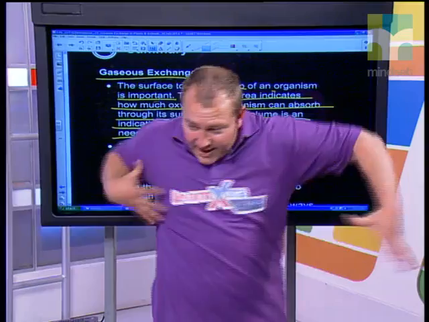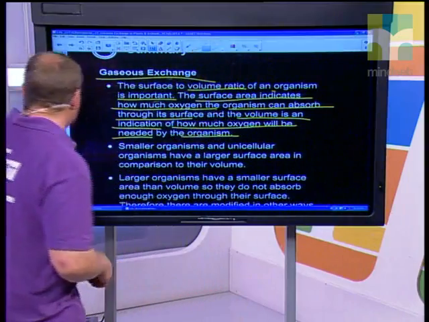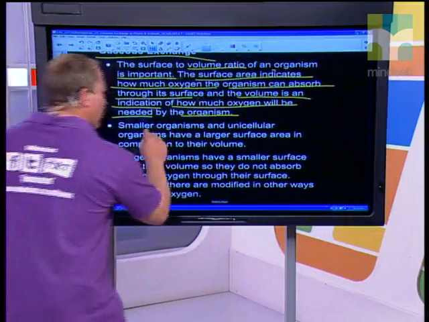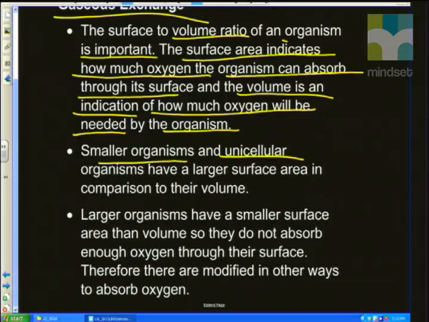So we're having a look at the volume, which is how big and thick you are, compared to the surface, which is your skin. That is what we're looking at. So it's saying smaller organisms, like unicellular, one cell thick, have a large surface area in comparison to their volume. So it's not as thick as it's big. You understand what I'm trying to get at?